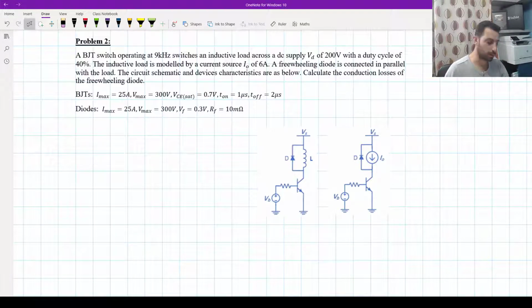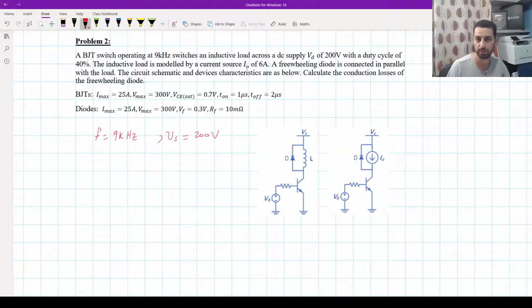So now let's go to problem number 2. We have here an IGBT transistor switching at 9 kilohertz. So this is the first information, the frequency equals 9 kilohertz. And it's switching an inductive load across the DC supply, and that supply is 200 volt, which is very important to know. So the voltage of the supply is 200 volt, and it's switching an inductive load.